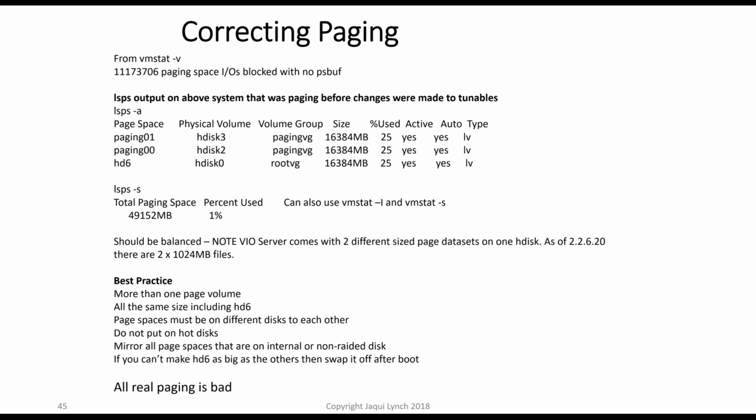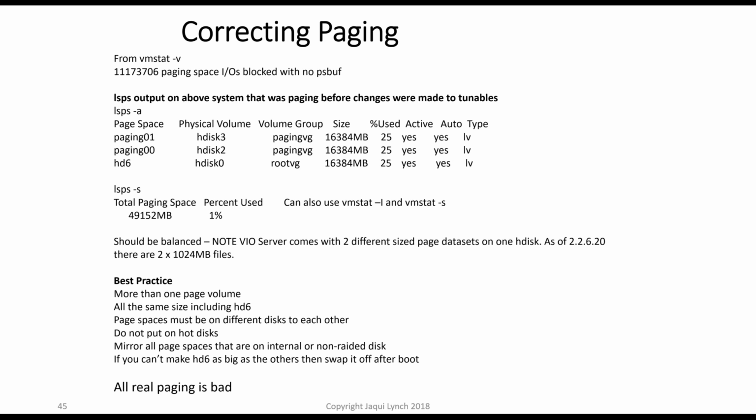The other thing that this affects is queue depth, which is, I'm doing paging and I'm trying to get to the volume, and I have to get in the queue for the in-flight IOs, and I've got 2 page data sets on the one disk. So we never ever put 2 page spaces on the same disk. When I bring up a VIO, the first thing that I do is I blow away paging00 and I make HD6 4 gig.